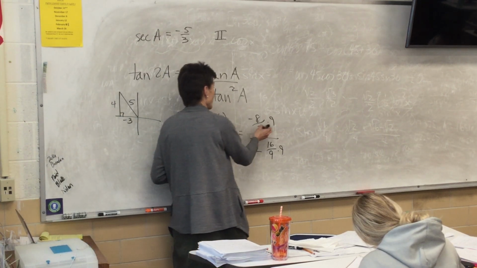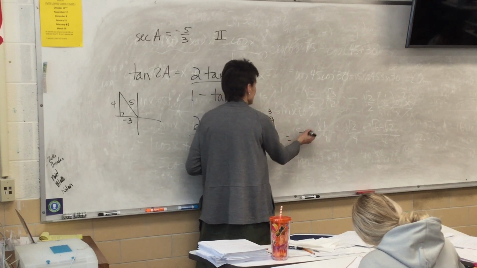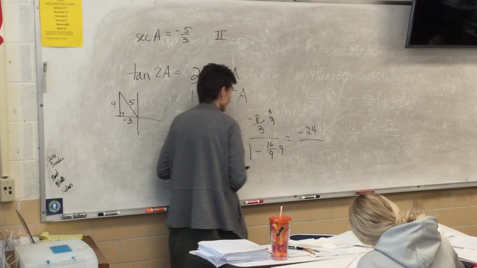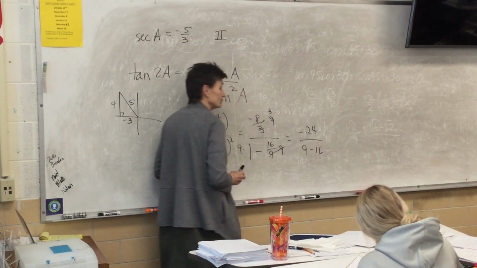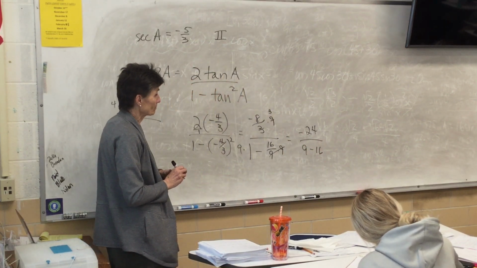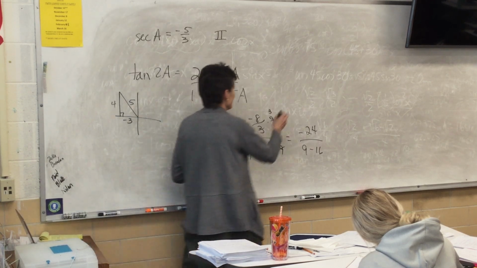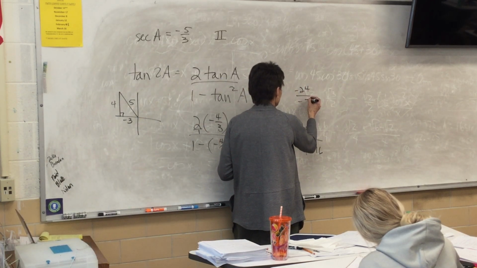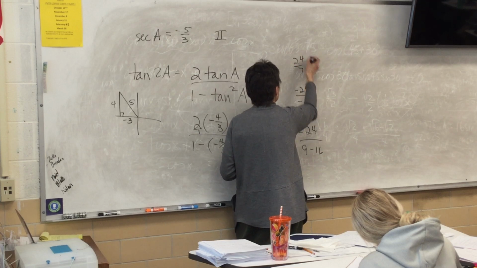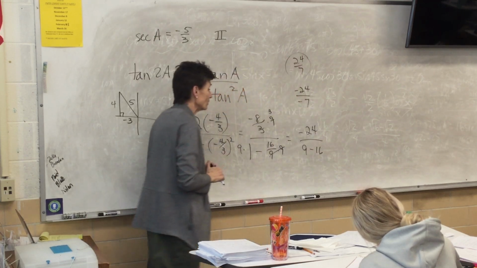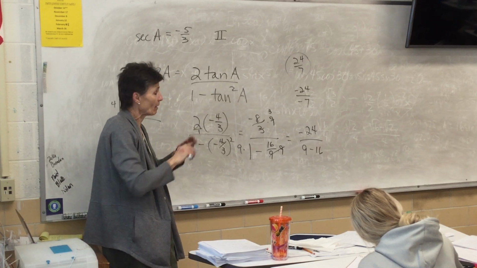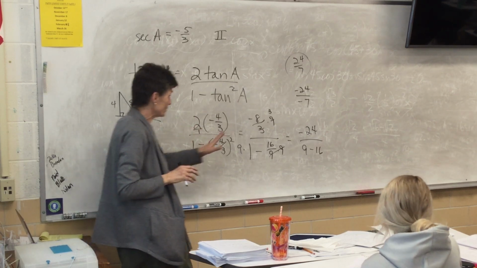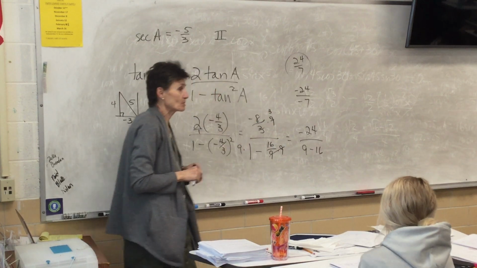When I multiply by 9, my numerator becomes -24. And my denominator becomes 9 minus 16. So I have -24 over -7, which is 24 sevenths. So the final answer is 24 sevenths. That's what you should get. However you do the problem, when you simplify here, that's what you should end up with.